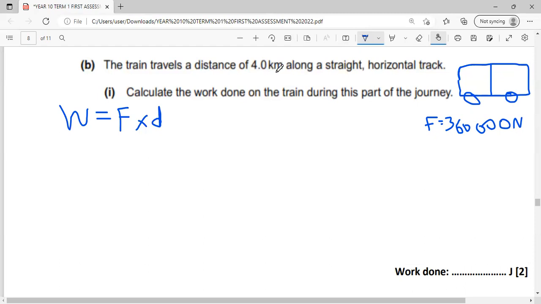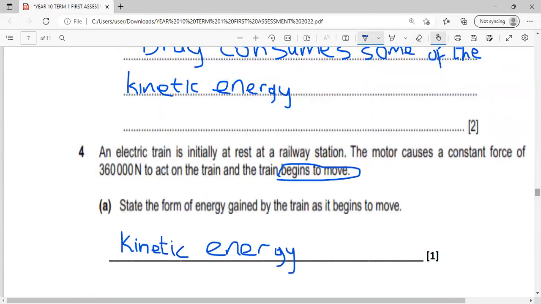Now we've been given the distance moved by that force, and you have to calculate the work done. What's the formula for calculating work done? Work done is equal to force multiplied by distance. But take note that the SI unit of distance here is kilometers, so you have to convert from kilometers to meter. Okay, let us substitute. The force is 360,000 Newton as stated in part A of this question. We are given the force here, and we multiply this force by the distance given to us.